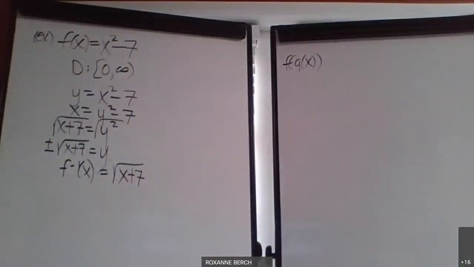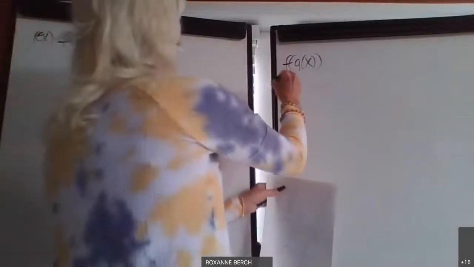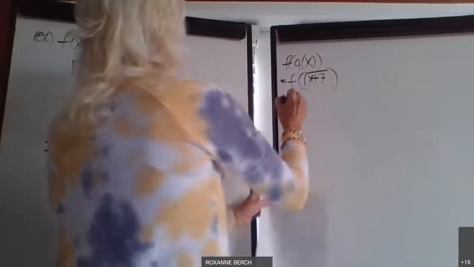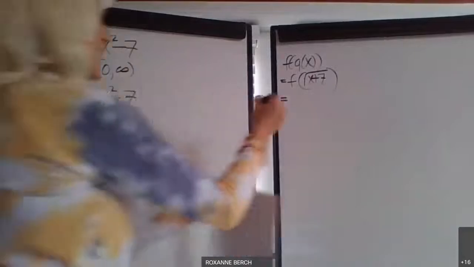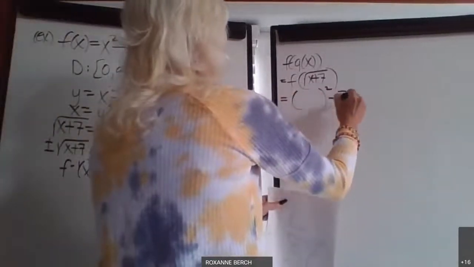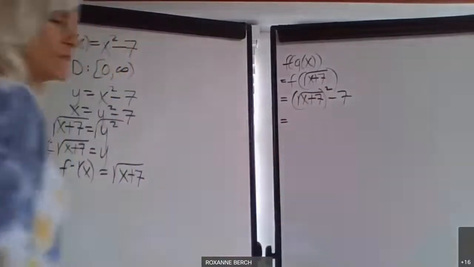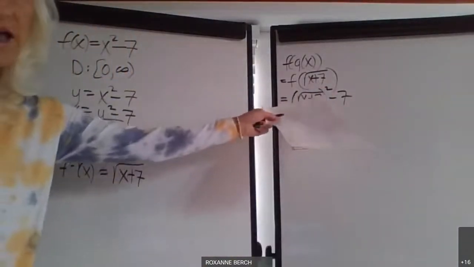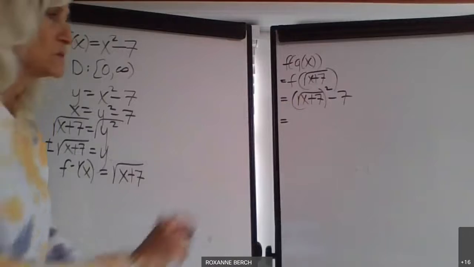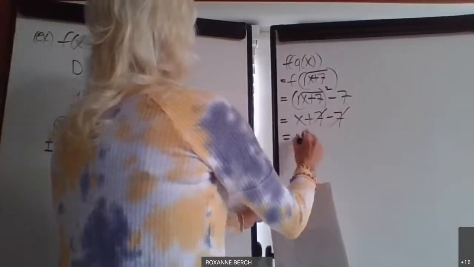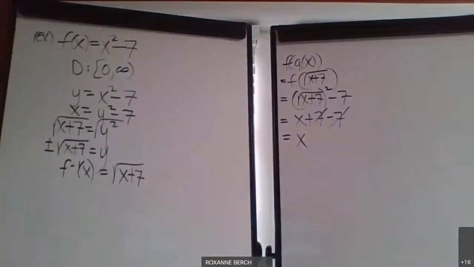So we're going to verify that I did the right thing by composition. So you're going to put in the g function, which is the inverse. That becomes the x of the f function, which is something squared minus 7. So your something is square root of x plus 7. The square undoes the square root. So there's your x.